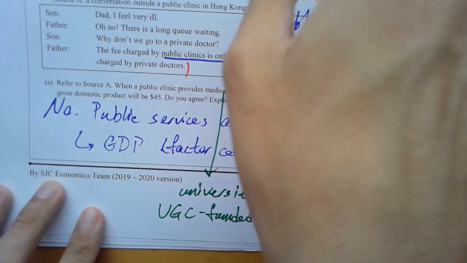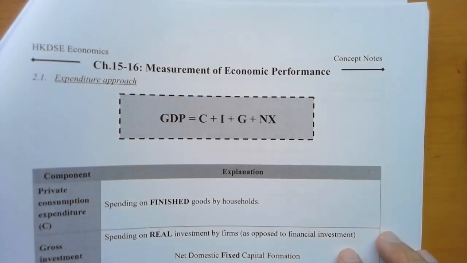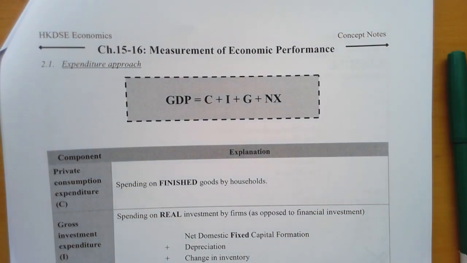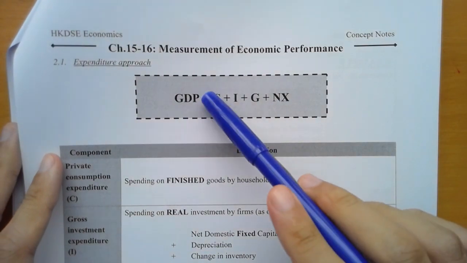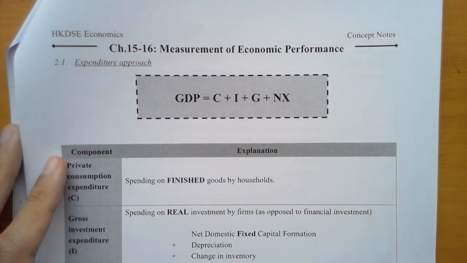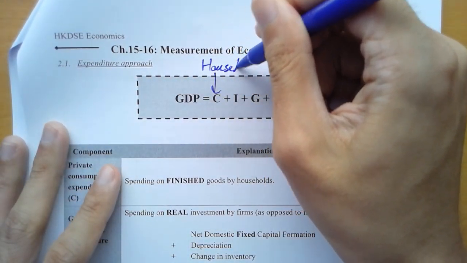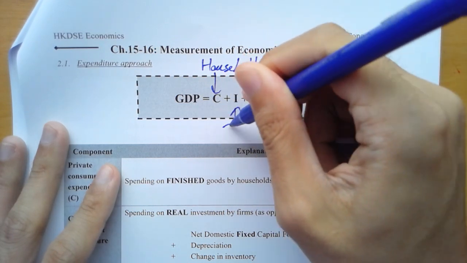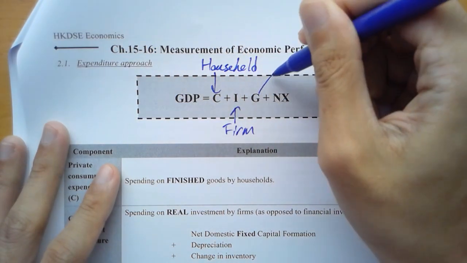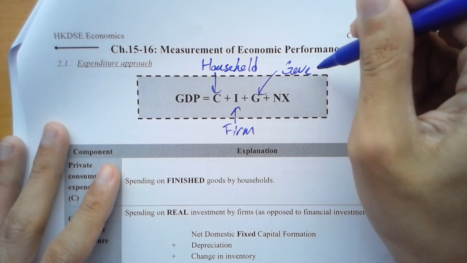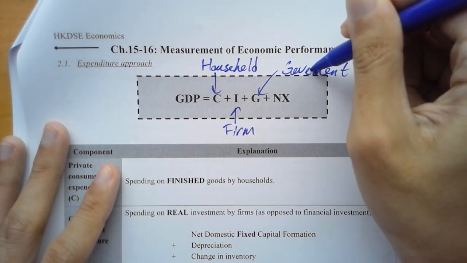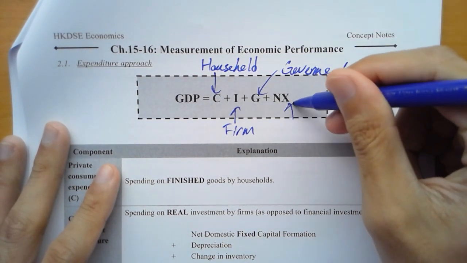Right, now, let's move back to talk about our expenditure approach. Okay, now this, let us not spend too much time. GDP, CIGNX, right? Now here, household, firm, government, and this is an adjustment.